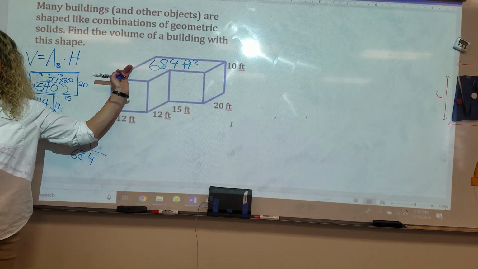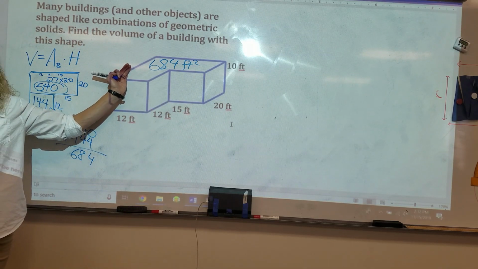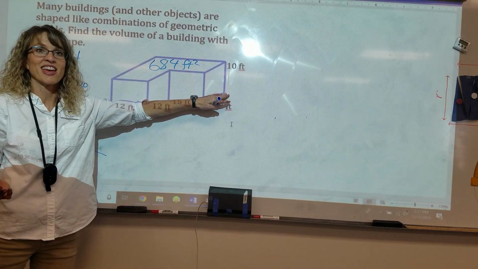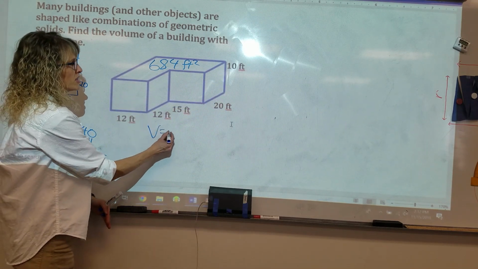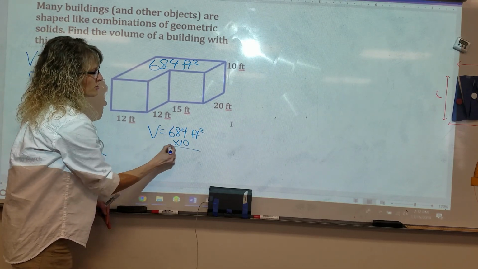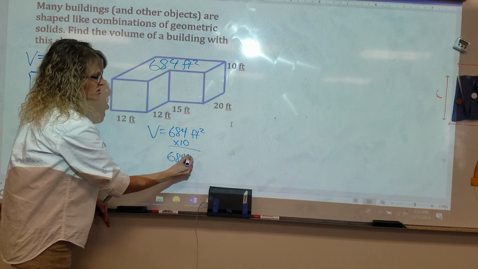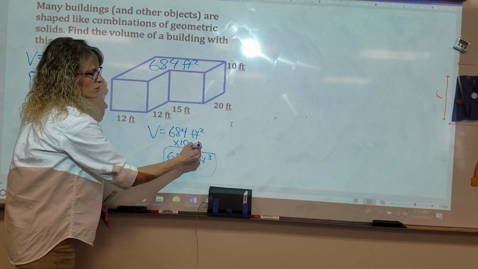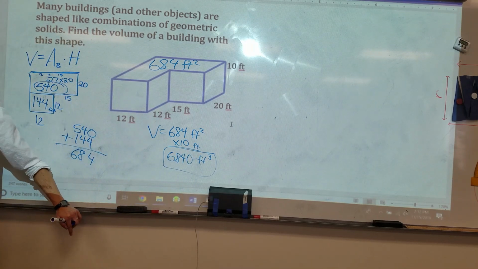That's just the base. Or top, it's the same, right? But I need volume, so now I'm going to multiply by the height, which is 10. So my overall volume is 684 feet squared times 10. Throw on that extra 0, 6840 feet cubed, because this one had an extra feet unit. Give me the feet cubed. Give me a thumbs up if it made sense.